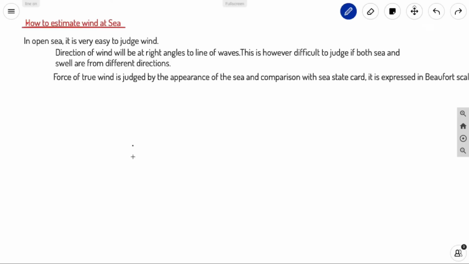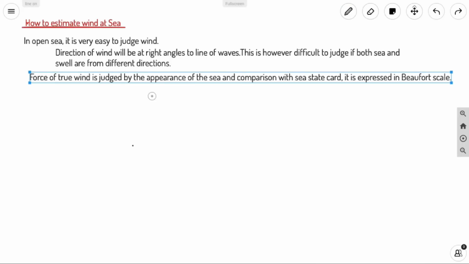And the force of true wind is judged by the appearance of the sea and comparison with the sea state card. It is expressed in the Beaufort scale, as you have seen on your ship. There will be a Beaufort scale chart showing force 1, force 2 till force 12. These charts are used to compare your sea state to judge what is the force of true wind.